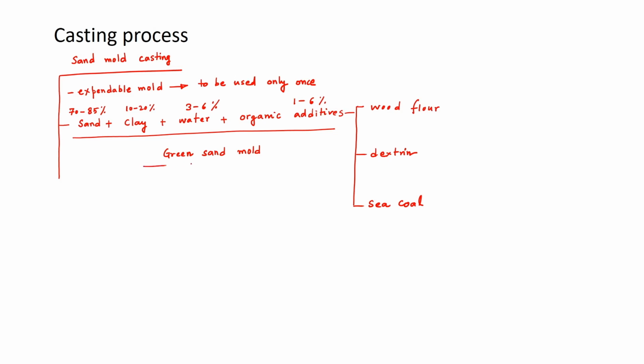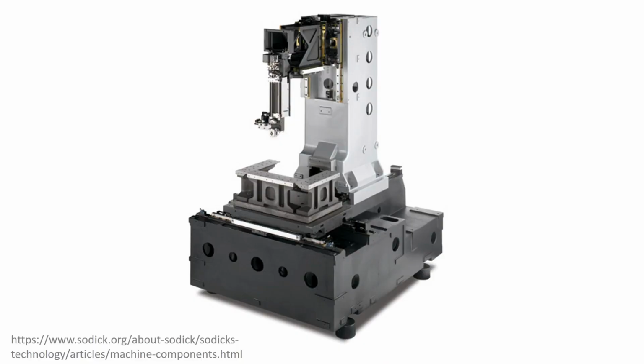When we bake the green sand mold at a temperature of about 100 to 250 degrees Celsius for several hours, then we get the dry sand mold. The dry sand mold has sufficient strength. It can withstand the fluid pressure during the pouring operation and the temperature of the molten metal inside the mold cavity. Now, let us see where these casted components are used in the automated system.